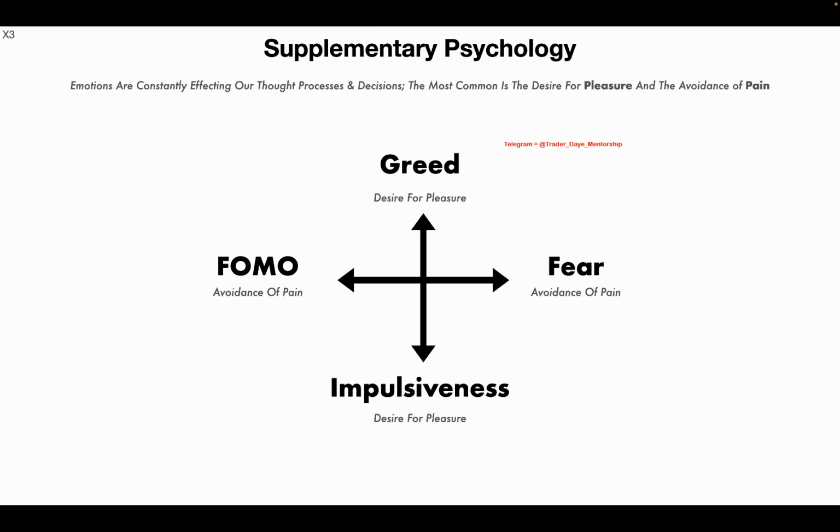All right, supplementary psychology. So emotions are constantly affecting our thought processes and decisions. The most common is the desire for pleasure and the avoidance of pain. So the only reason you experience greed is for the desire of pleasure. The only reason you experience fear is the avoidance of pain. Only reason you experience impulsiveness is the desire for pleasure. And the only reason you experience FOMO is for the avoidance of pain.